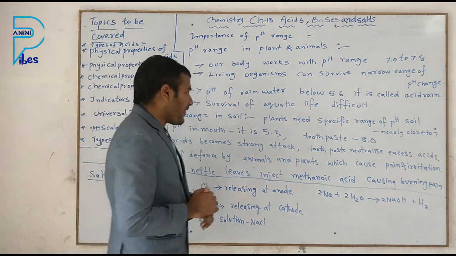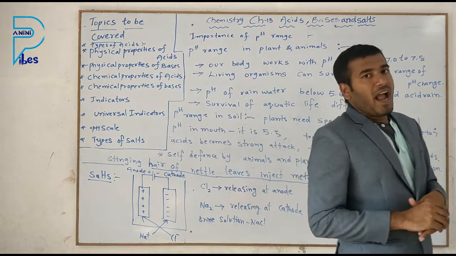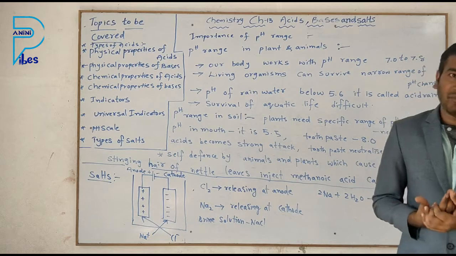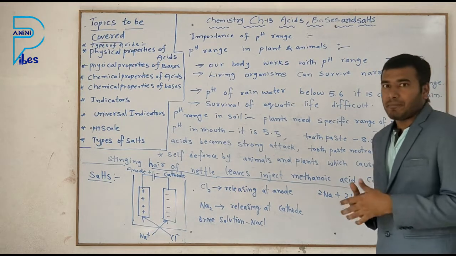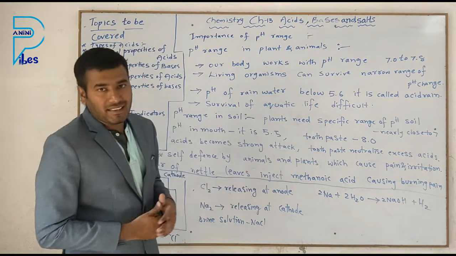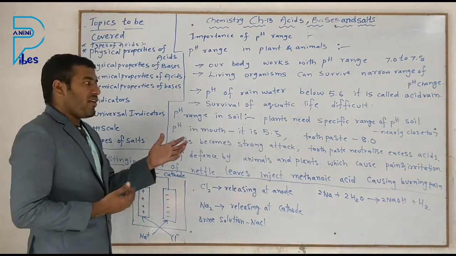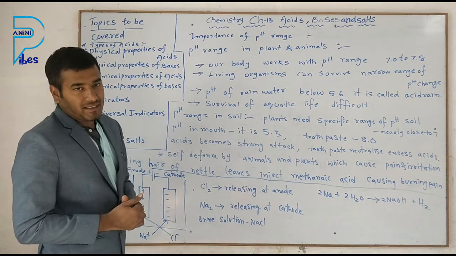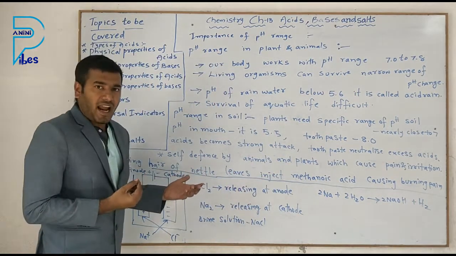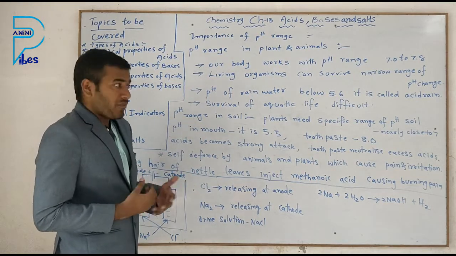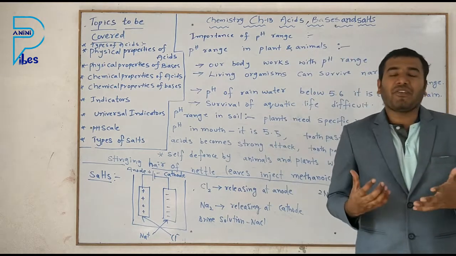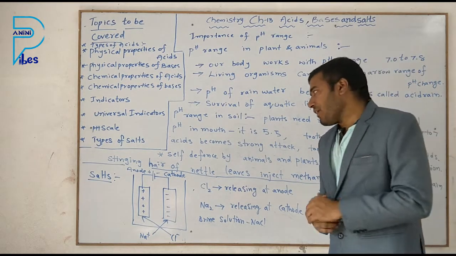Now next, coming to self-defense by animals and plants. Some animals and plants also release acids for self-defense. For example, bee stings and honeybees release formic acid. Nettle leaves also release formic acid. When nettle leaves inject acid into our body, immediately we feel irritation. It causes pain. We feel it as pain.